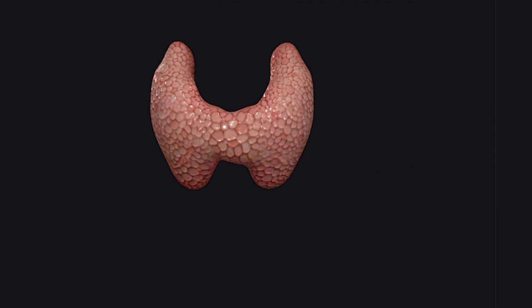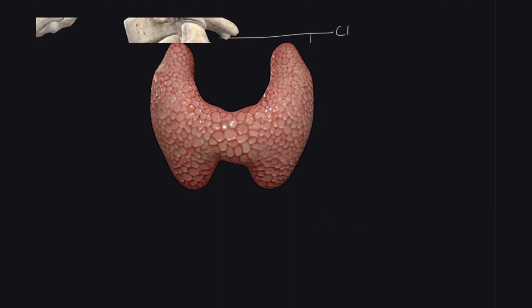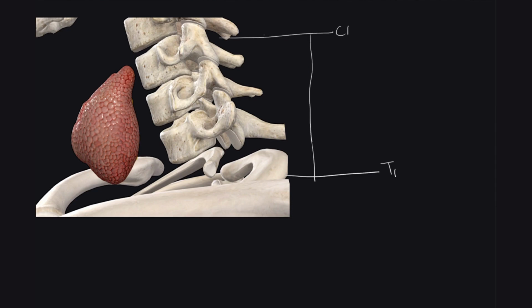If you weigh this gland, you can see that it's about 25 grams and about 4 centimeters in length. Then, let us see where it is located. Generally, we can say that it is located in the neck region, but more precisely it is located between the first cervical vertebra and the first thoracic vertebra.